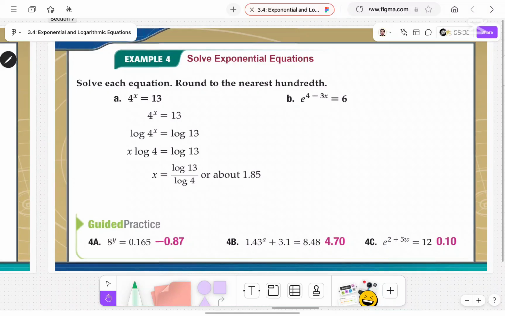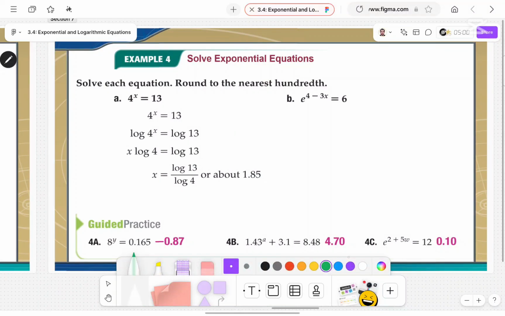Example 4, look at question A. Question A is saying 4 to the power of x equals 13. Can I simplify 13 to become similar to the base of something? Or you can just think like that: 13 can be written as 4 to the power of something. No, it cannot be. So what do I have to do to solve this exponential equation?